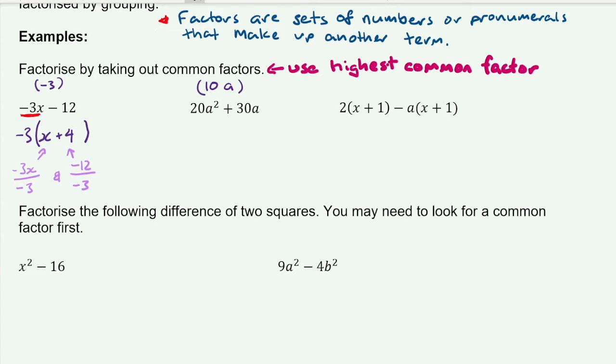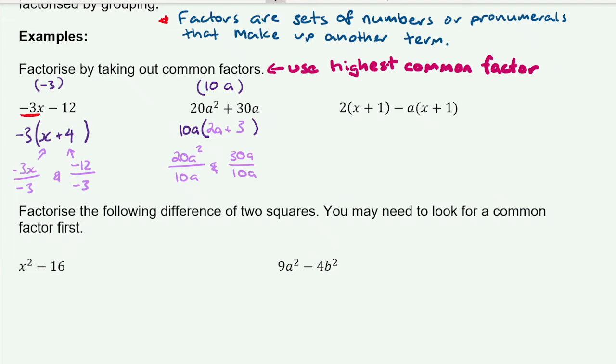So we're going to have 10a outside of our bracket, and we want what's inside of the bracket. So we're going to take that 20a squared and divide it by 10a. Now we do have an a left over because of the a squared, but we also have 2 of those because 20 divided by 10 is 2. Then I'm going to have 30a divided by 10a. Now those a's cancel out, so no more a's. 30 divided by 10, well, that's going to be 3.